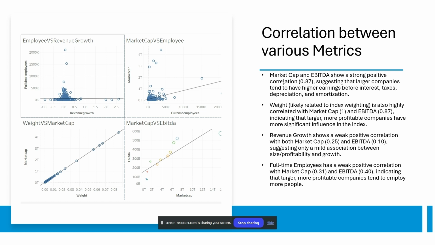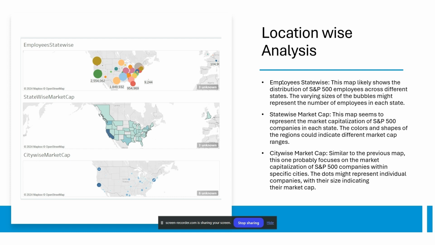Now we're gonna see correlation between various metrics. Firstly, employee and revenue growth, it is negatively correlated, and for the market cap and full-time employees, it is moderately positive correlation. Whereas weight versus market cap, it is highly correlated with 1, followed by market cap versus EBITDA, which is also highly correlated with 0.87 correlation. And this is about the correlation dashboard.